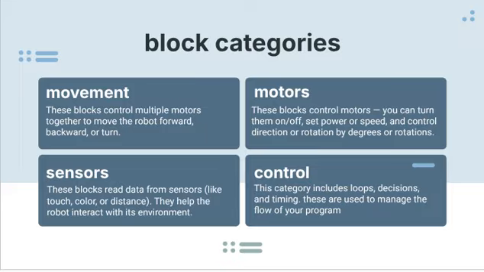The sensors are these blocks that read data from sensors, like touch, color, or distance. And in the prior video, I also used a machine learning sample of a robot. If you want something in front of the robot to be steered away from, then you would use a sight sensor in front of it, and it would turn away if that's what was coded in the hub. Regarding control, the category includes loops, decisions, and timing. These are used to manage the flow of your program.